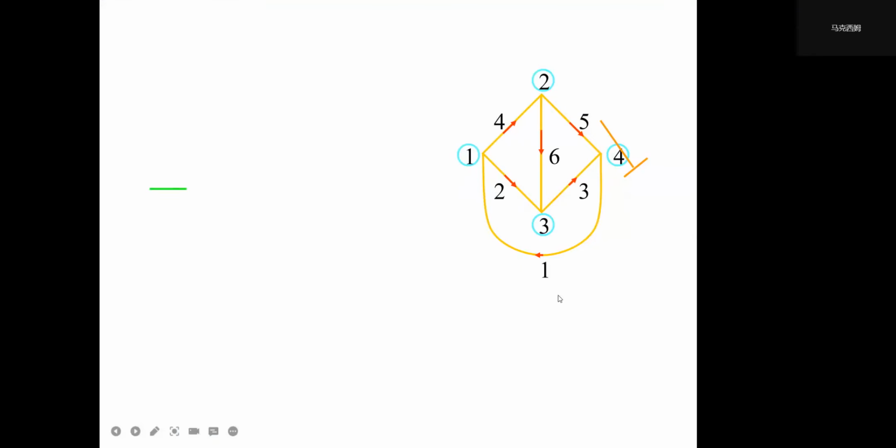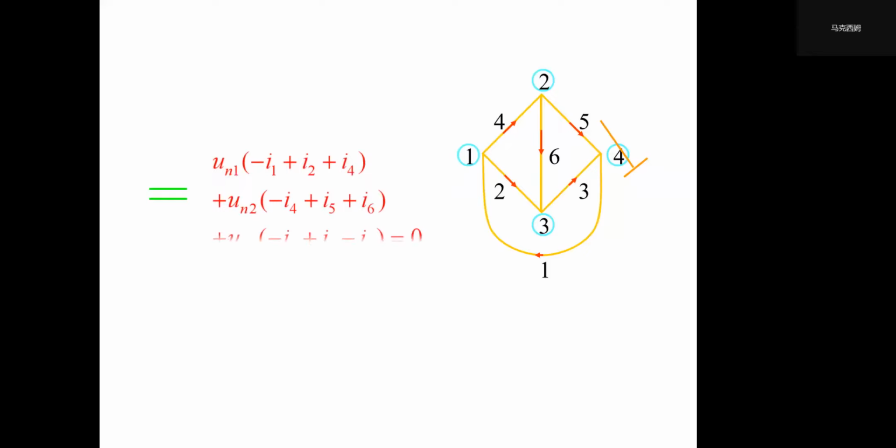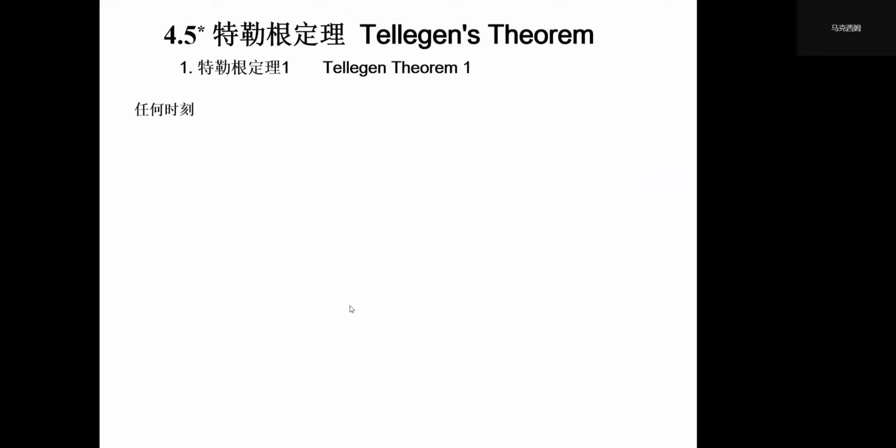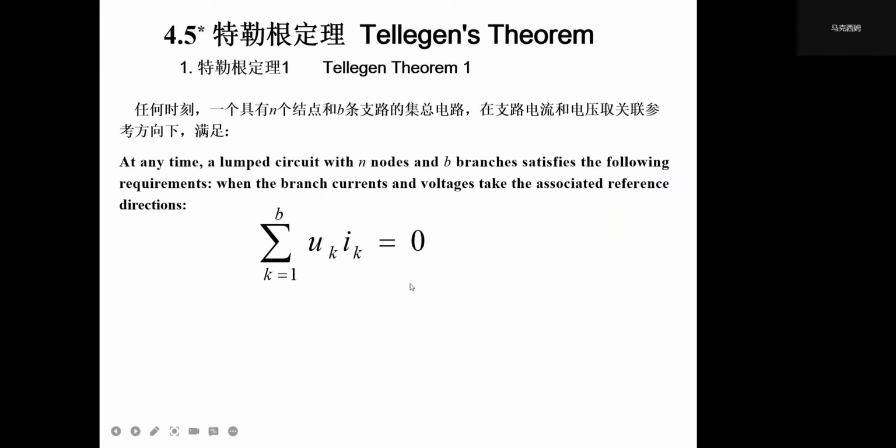So this is the first expression of the Tellegen theorem. It's just another expression of the energy conservation theorem, but expressed in the branch current and branch voltage form. We have to know that this comes from the energy conservation theorem.